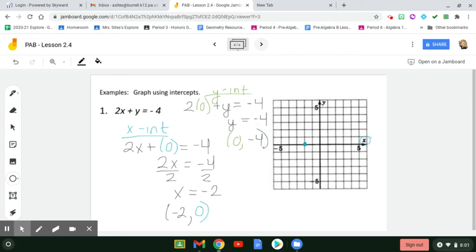To plot that point, I'm going on the y-axis, remember? I'm going down to -4 and making a point. Okay, so I have a point on the x-axis, a point on the y-axis, and the last step, I am going to draw a line.